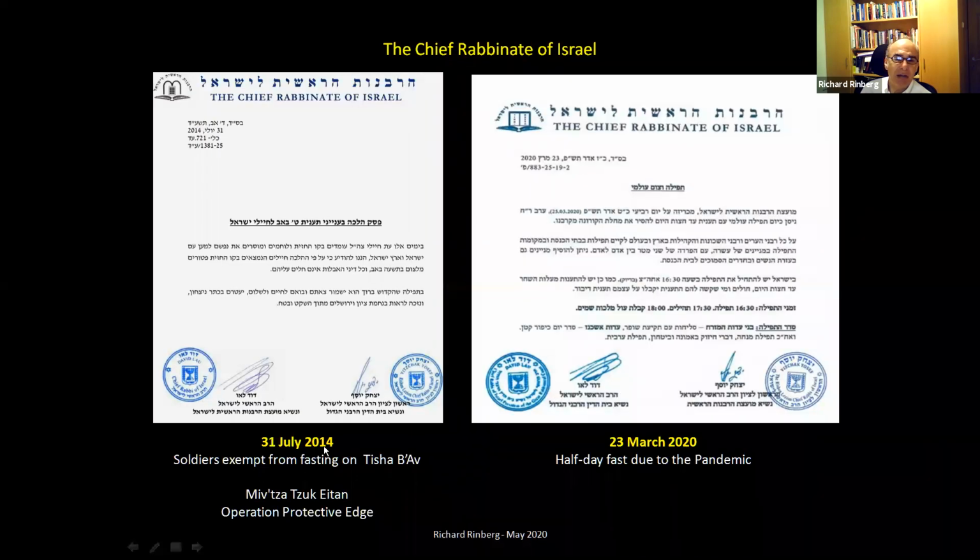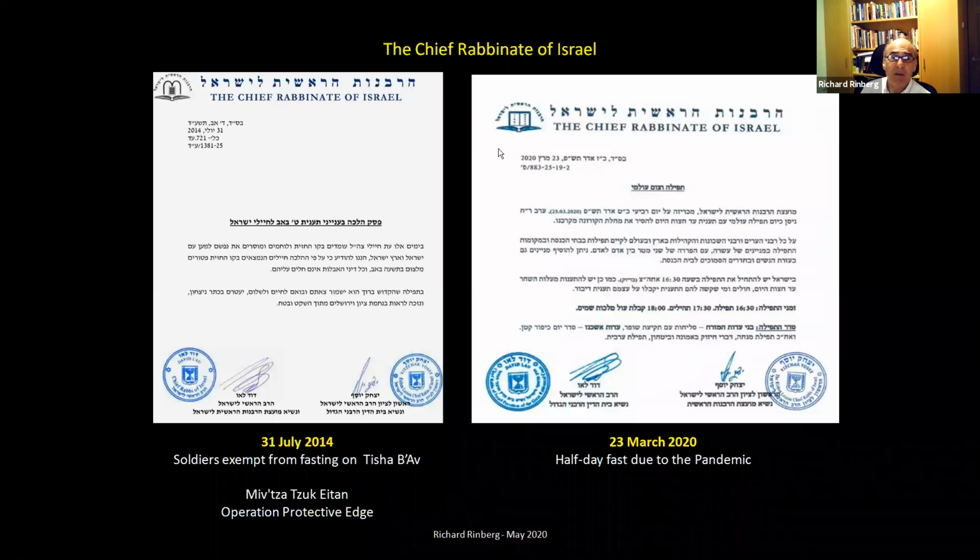This one from 2014 from Tzukeitan, where soldiers are exempt from Tanit on Tisha B'Av, because it's during Tzukeitan. And then just most recently, there was a half-day Tanit due to this pandemic that we're all suffering from worldwide. But what's interesting, and why I took these two letters, is the Chief Rabbinate of Israel.